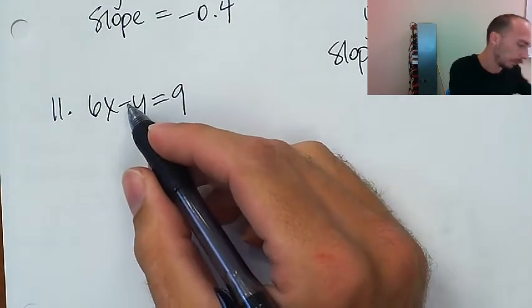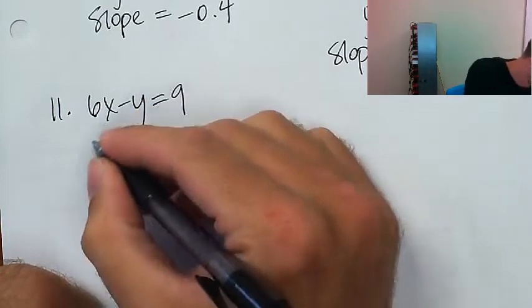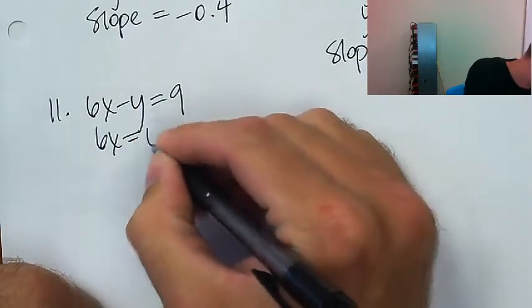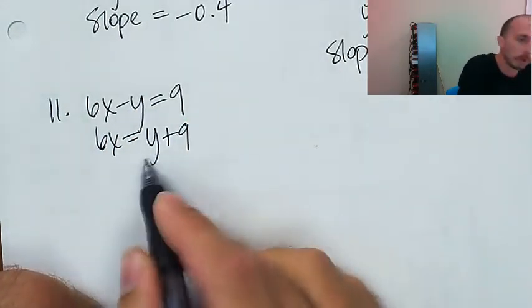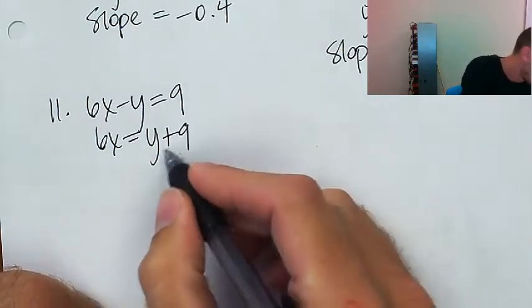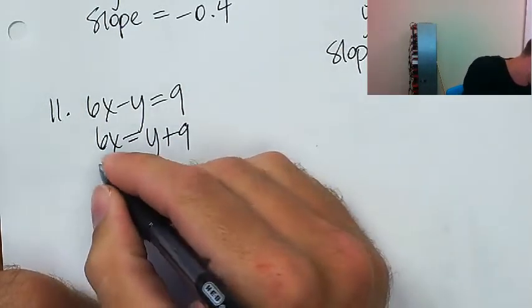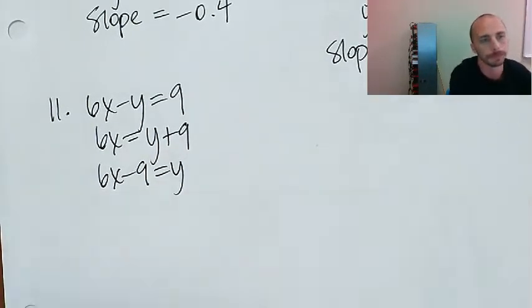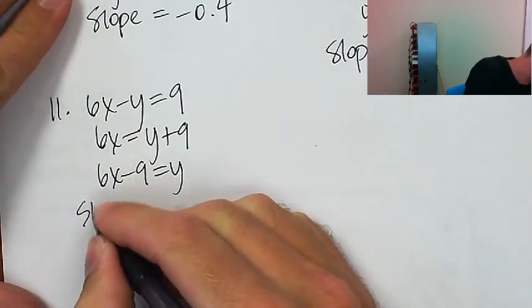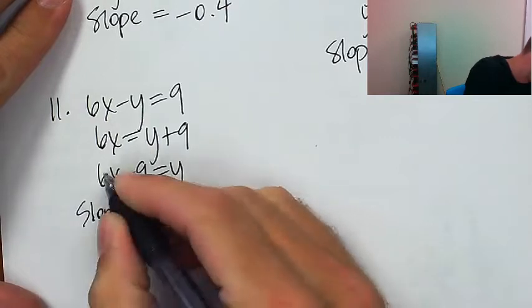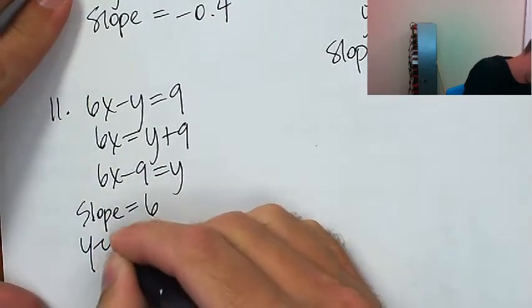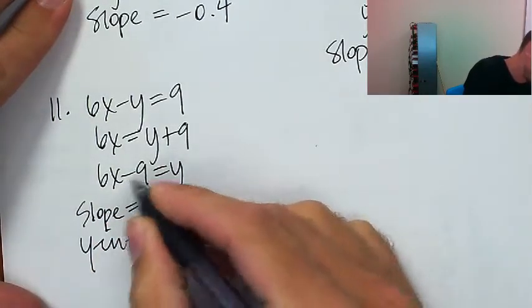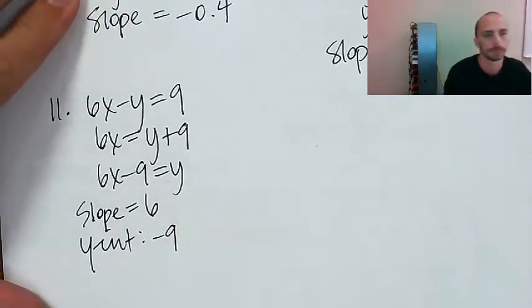So I'm going to get rid of the negative by adding y to both sides of this equation. So I will have 6x equals y plus 9. But then I want to solve for y on its own side of the equation, so I'm going to subtract 9 from both sides, and I'll get 6x minus 9 equals y. Now I've got the slope and the y-intercept right there waiting for me. The slope is going to equal 6, and the y-intercept is going to be equal to negative 9.